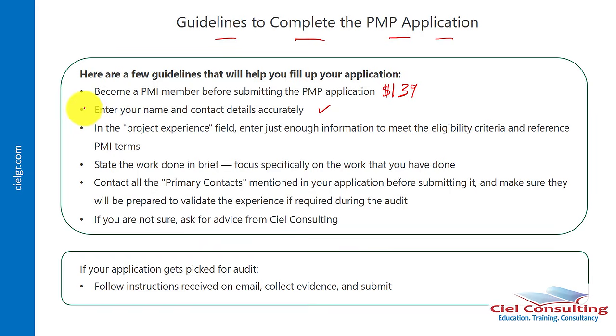So once you have logged into the PMI website, remember we have pmi.org. Once you've been able to log into this particular website and you fill in your basic details and credentials, and of course pay your $139, automatically you become a PMI member. And then if you now want to apply for the exam, you need to fill out your project experience field, as well as your educational qualifications.